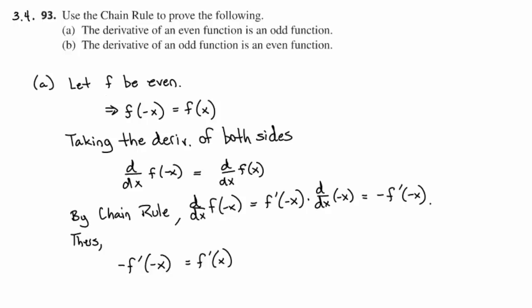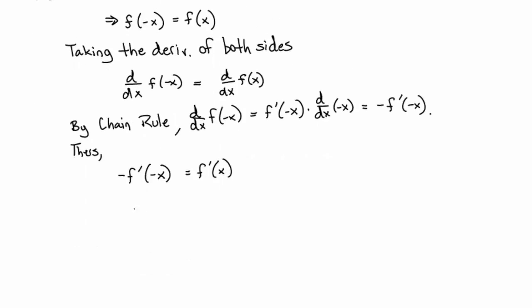And so we get the following, that f prime of negative x is equal to a negative f prime of x. Hence, f prime is odd.